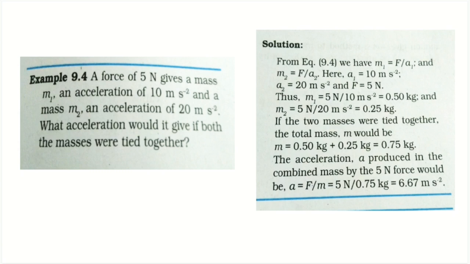Substituting the values of m1 and m2, we get m equal to 0.50 kg plus 0.25 kg, that is equal to 0.75 kgs. With the values of force F and mass m, we can find the acceleration a using the equation a equals F by m. That is equal to 5 Newton by 0.75 kg. That equals 6.67 meter per second square. So, the acceleration is 6.67 meter per second square.